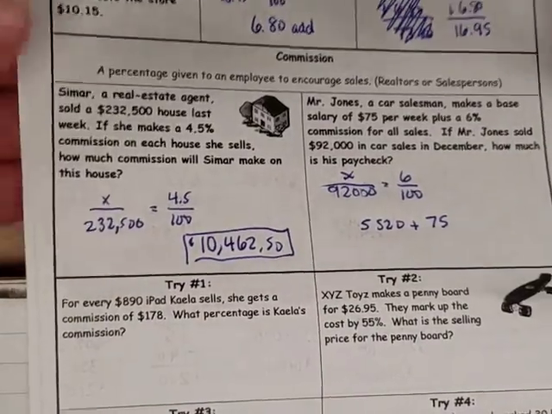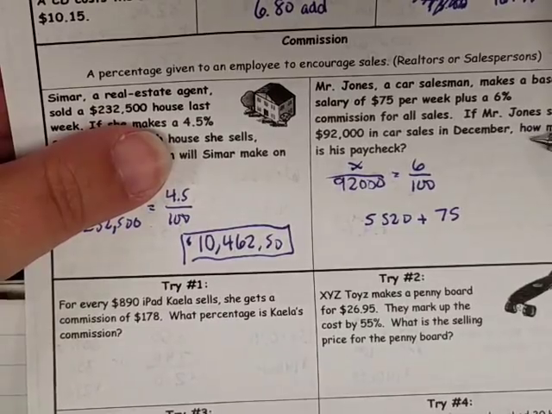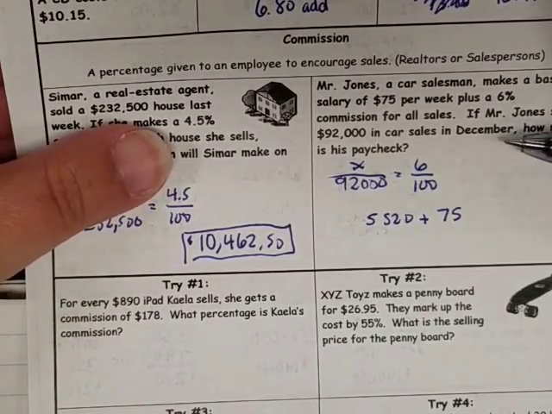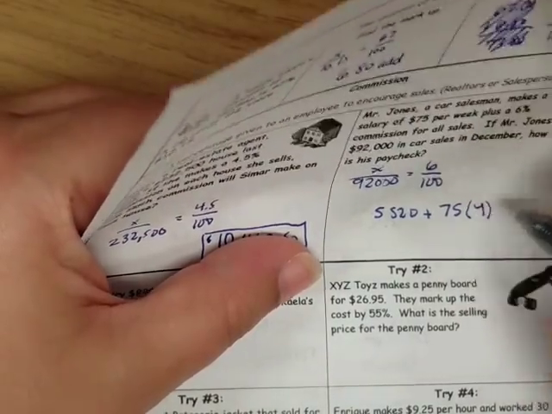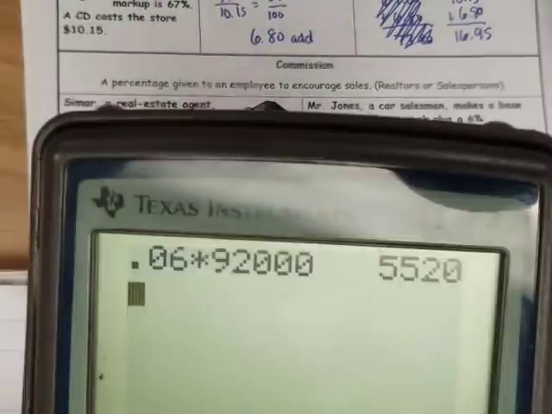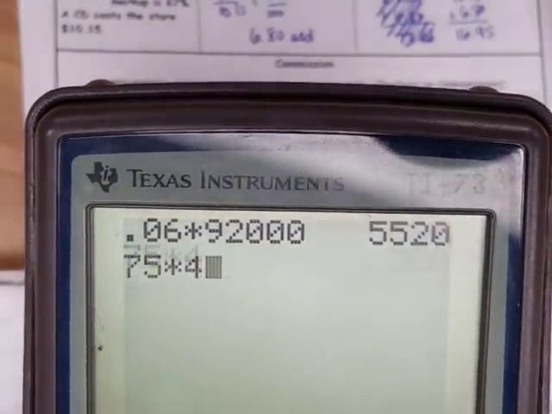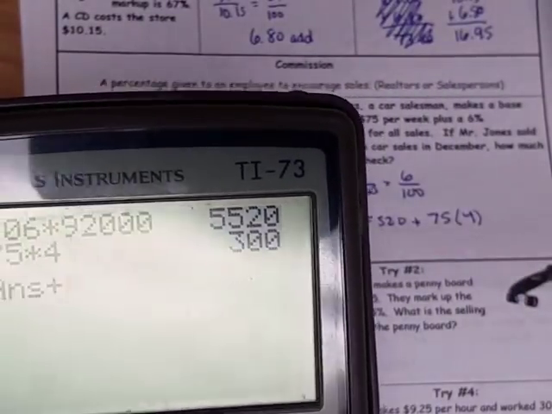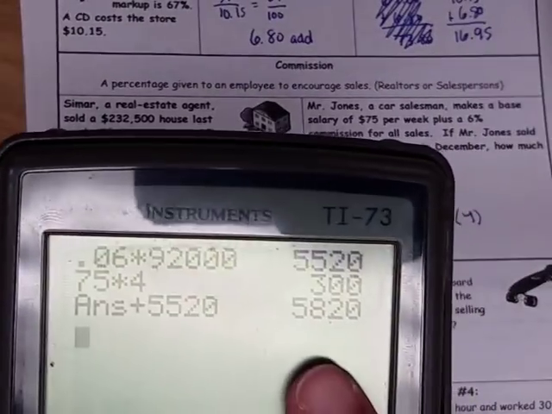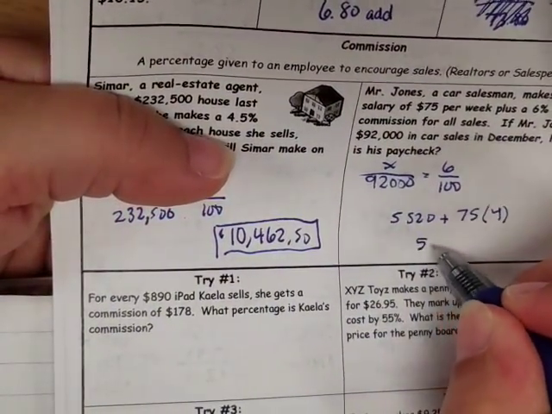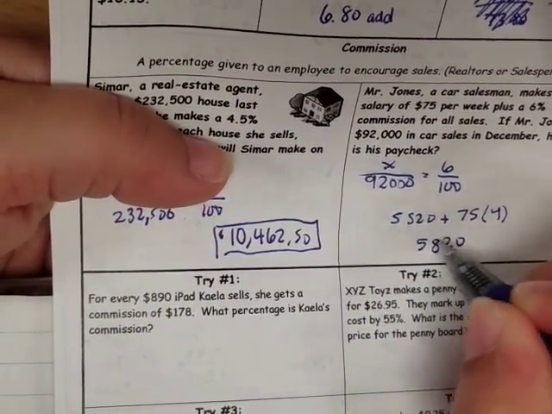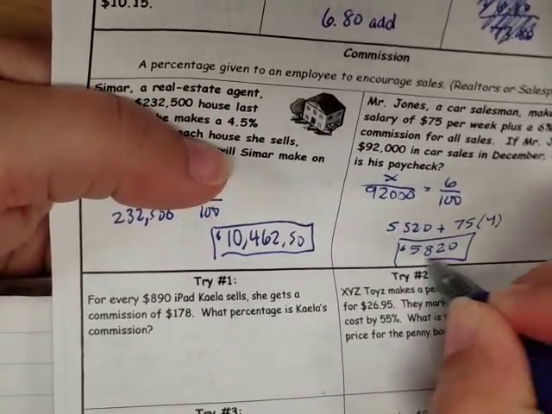Oh, but he makes, I'm sorry, that's for the month of December. So December has 4 weeks, so we're going to do 75 times 4. And then plus the $5,520, $5,820. All right, so now what I want you to do is I want you to try this on your own and then come back for the answers.